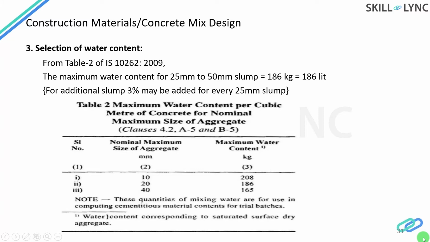So, if the slump value is 75 mm, then 3% is added. If it is 100 mm, then 6% is added. So, we can see that in the examples we have considered. The main thing is that the aggregate should be in dry condition, not under wet conditions. That is the main criterion we have to consider here.